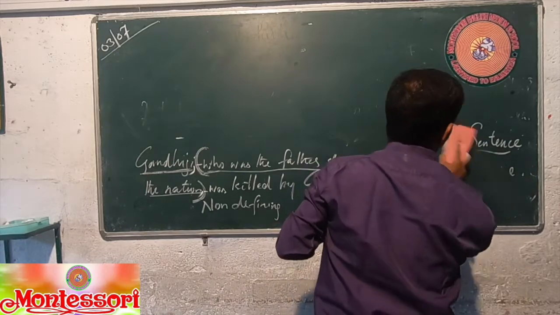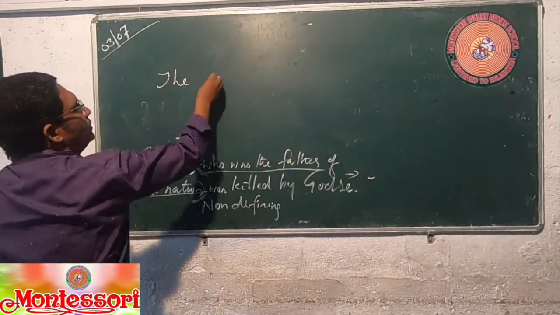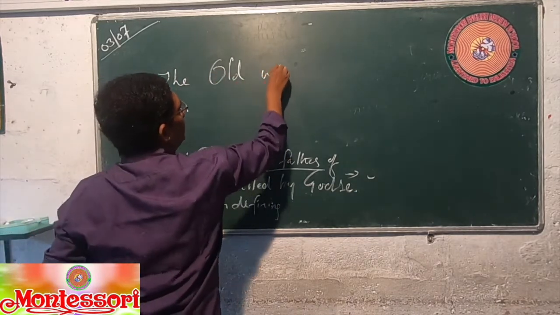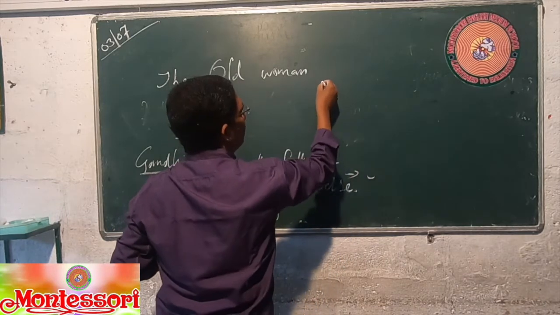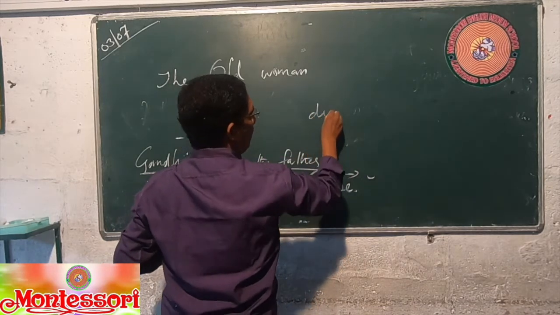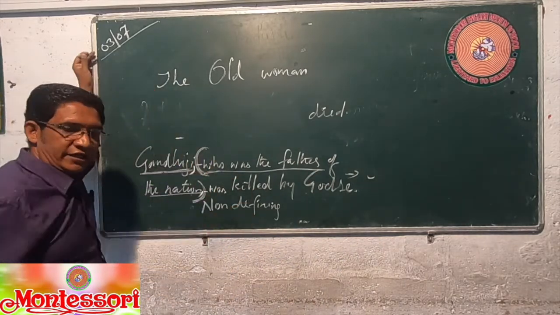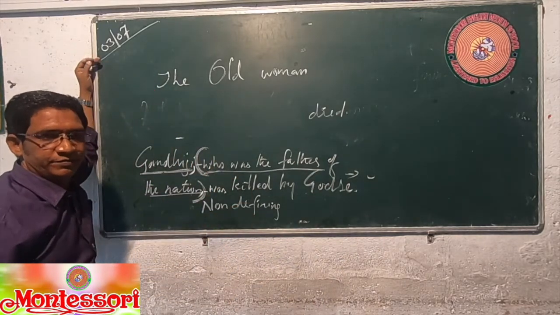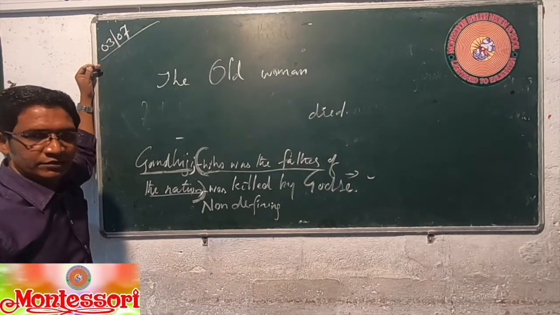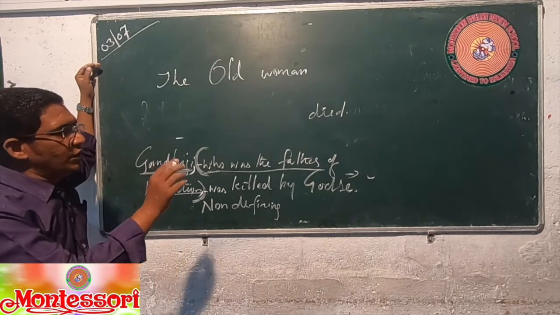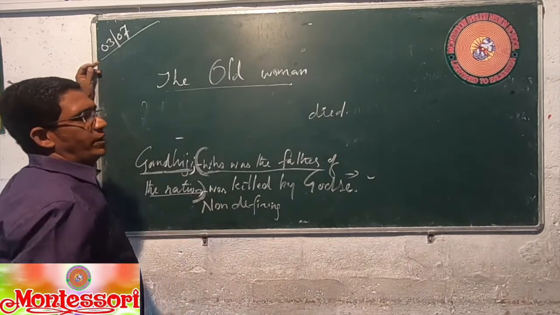For example, I give you one small example. The old woman died. When I give you a sentence like this, what is your first question? You will ask, which old woman, or who is that old woman? So I need to give you a clause to modify, not to give additional information about this woman.